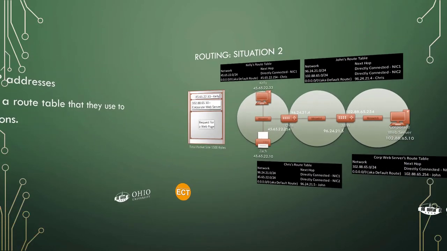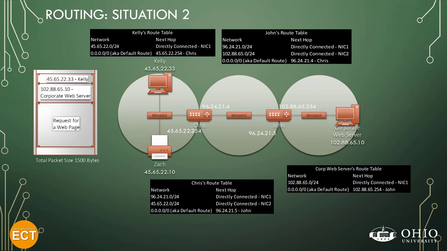So on the left here, you can see I've put the packet. It's got a source of Kelly at 45.65.22.33, and we've got a destination of a corporate web server at 102.88.65.10, and in the bottom part you can see in our data we have a request for a web page.